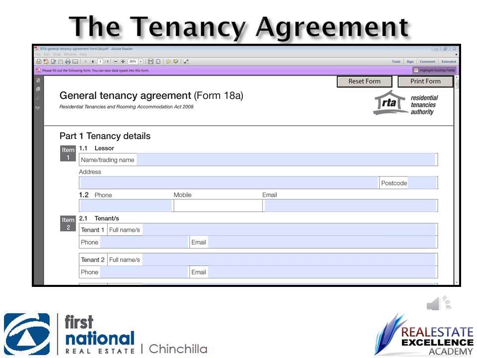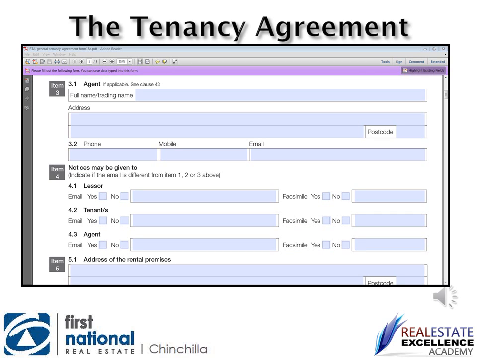Item 1 of the contract, if you refer to it, has the owner's name, care of our agency. Item 2 has your names. Please make sure we've spelt your name correctly, and then we have the best phone number and email contact for you if applicable.